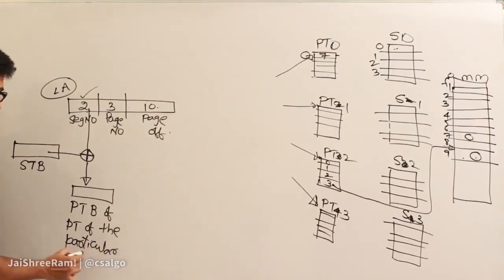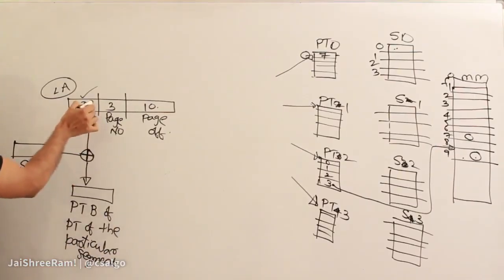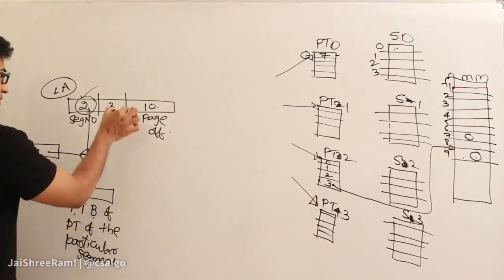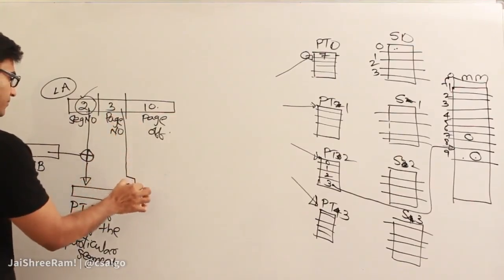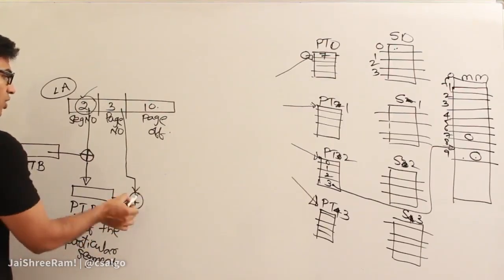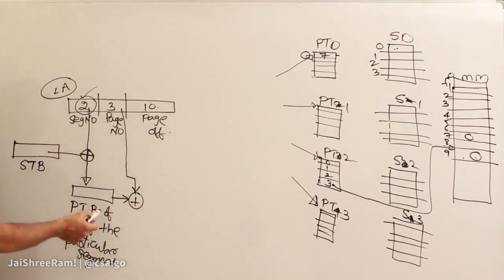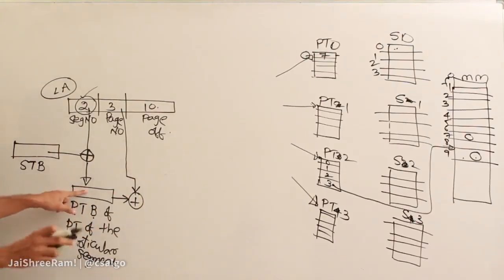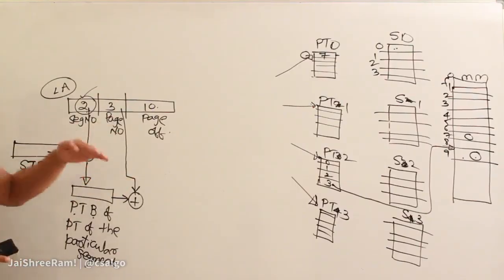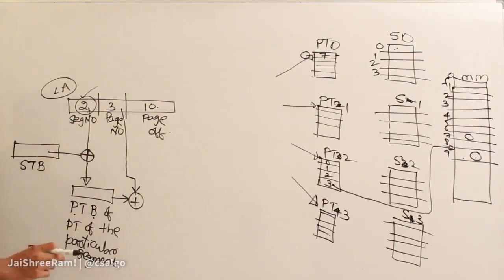Are you following this? Which particular segment depends on what you are asking. So if you are asking for segment number 2, this will contain the page table base of segment number 2. Now when you add this number with the page number, this is the page table base, which means using this number you enter the page table. When I add the page number, I can get to the particular entry which points to this particular page in the memory.